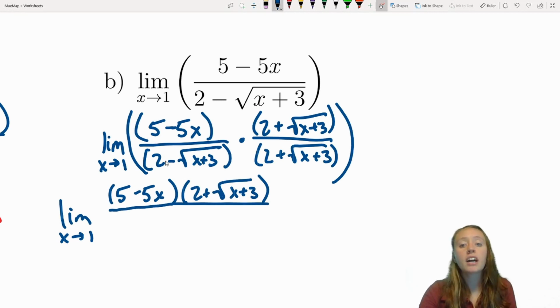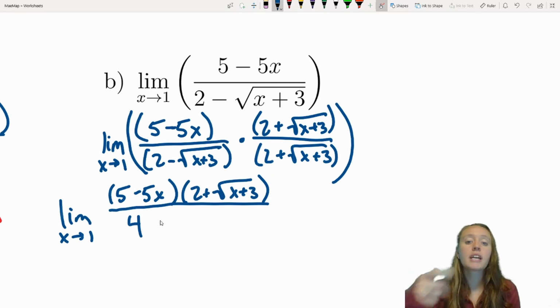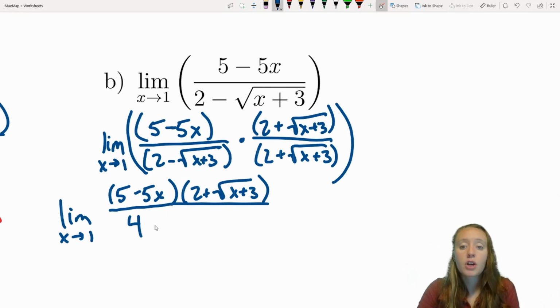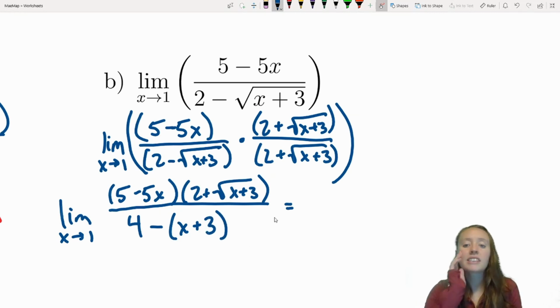Now when I multiply by the conjugate, in my denominator, I get 2 times 2, which is 4, and then I'll have a positive 2 times the square root of x plus 3 minus 2 times the square root of x plus 3, so that goes to 0. And then I have a negative square root of x plus 3 times square root of x plus 3, which leaves me with a negative x plus 3. Now in this case, I don't really have a factor that cancels out. And if I plug in 1, I'm still going to get 0 for my denominator.